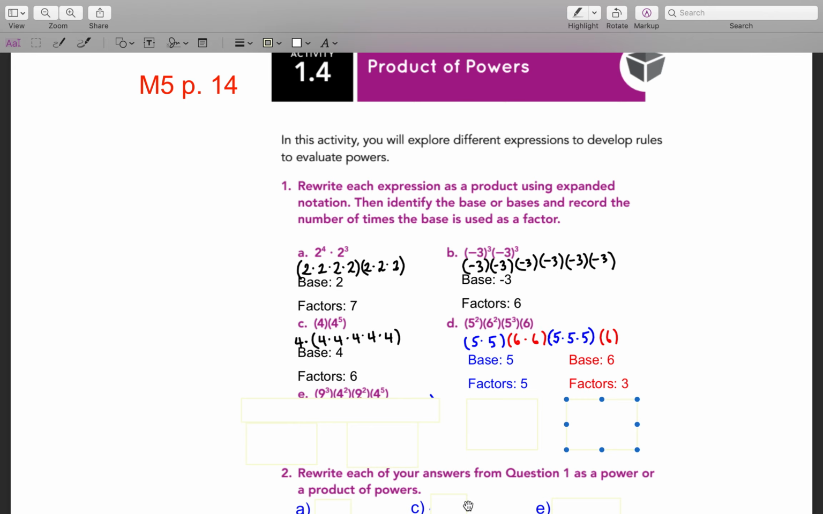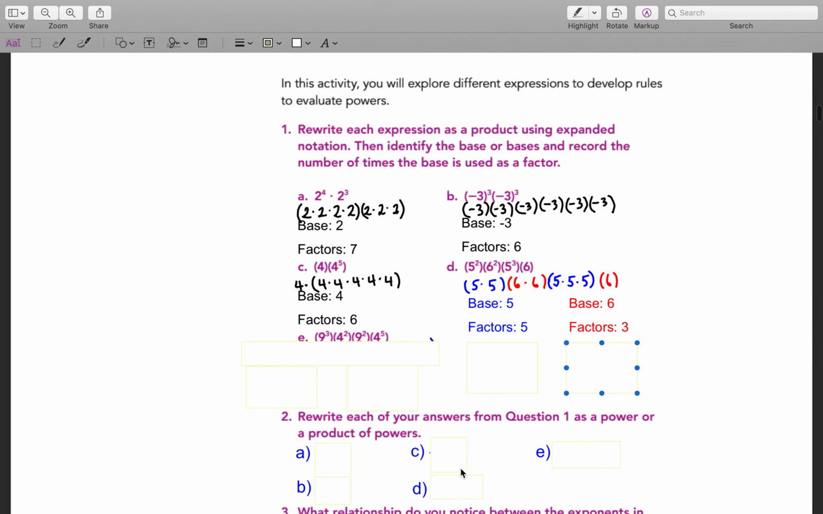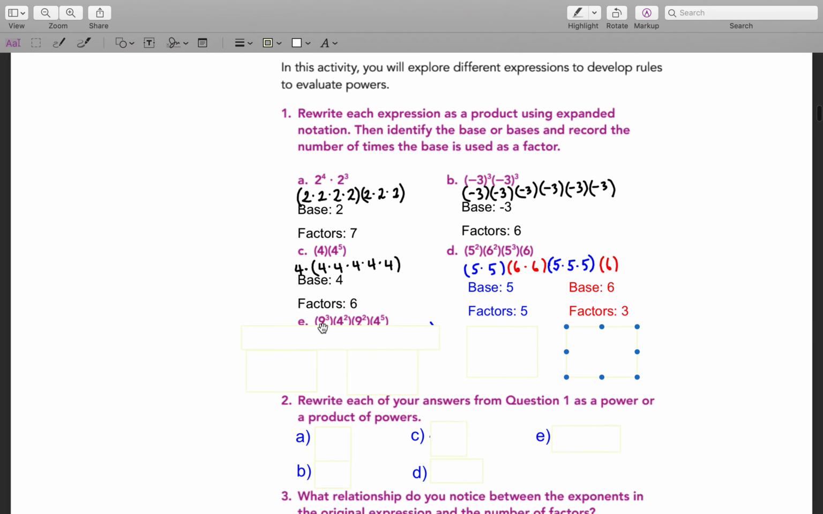So 3 times. So moving on to E, we have 9 cubed times 4 squared times 9 squared times 4 to the fifth power. So this would look like this. The bases are 9 and 4. For base 9, 1, 2, 3, 4, 5, so it's going to be 5 factors. And for base 4, it would be 1, 2, 3, 4, 5, 6, 7.